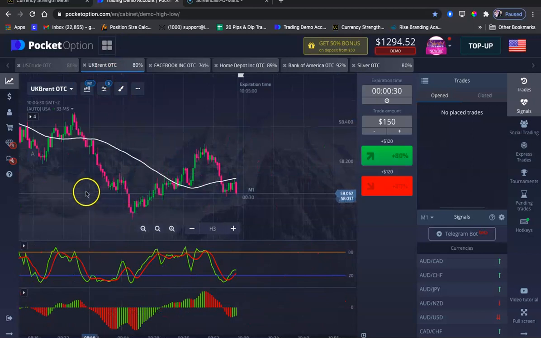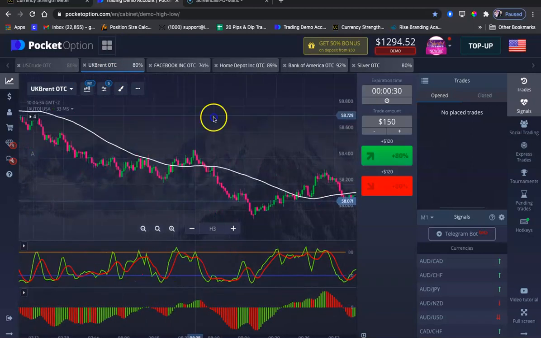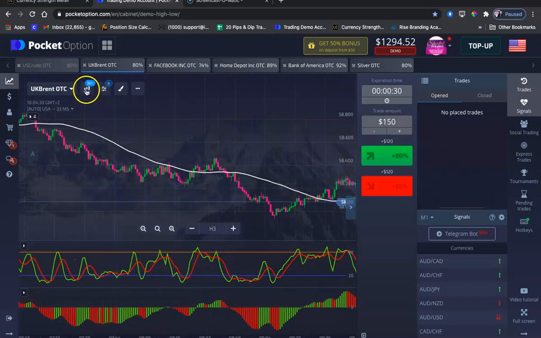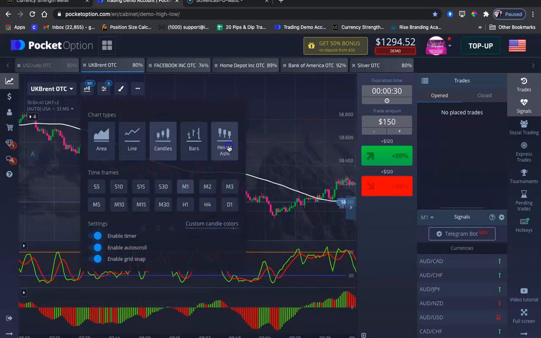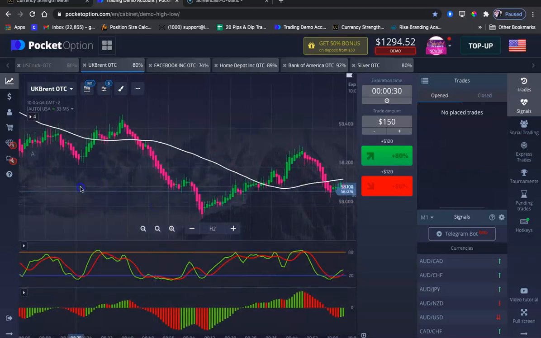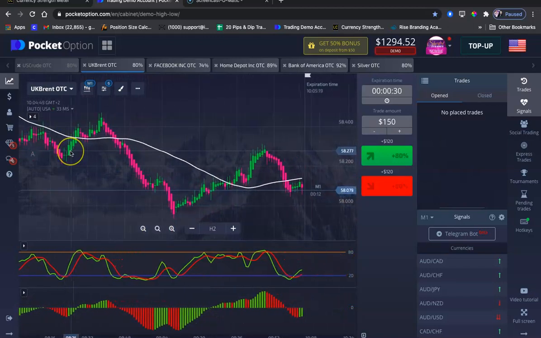Let's see if I can get one that's actually trending. Okay, so this one is trending down, right? We see the trend, it's going down. But let me show you this same trend with the Heikin Ashi candles. Okay, look at that. Is that not beautiful or what? Okay, this is beautiful. It's just so organized.